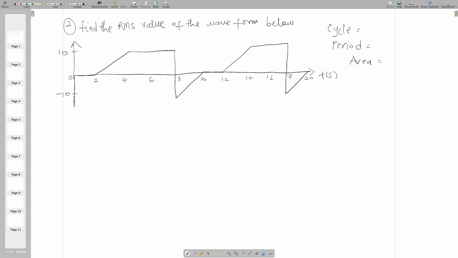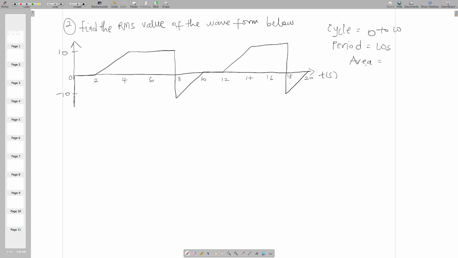So let's look. What is the cycle? The cycle starts from 0, moves like this, goes up, comes down like this, ends here, and the cycle repeats itself. So it means the cycle is from 0 to 10. So then the period will be 10 seconds.